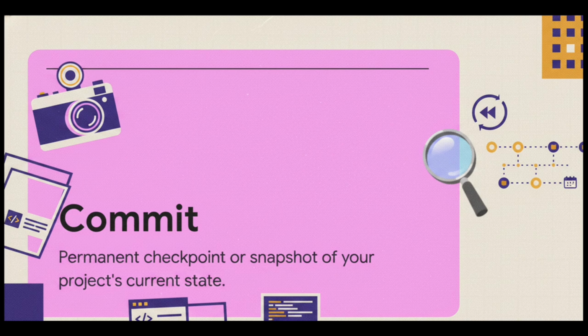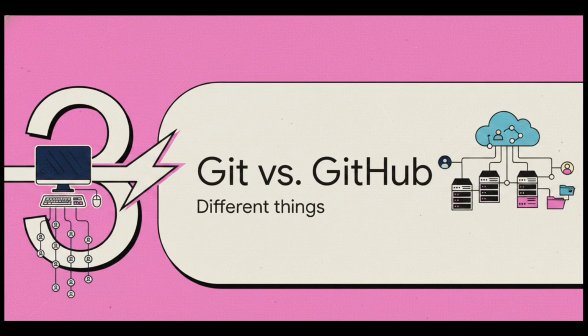A commit is basically a permanent checkpoint. It's a snapshot of your project's current state. And honestly, this right here is the real magic of Git. Making a commit is essentially like taking a photograph of that staging area preparation zone. Once you snap that photo, boom, it is saved in your project's history forever. So if things go completely off the rails later, you can always just rewind your code right back to this exact, perfectly working snapshot.